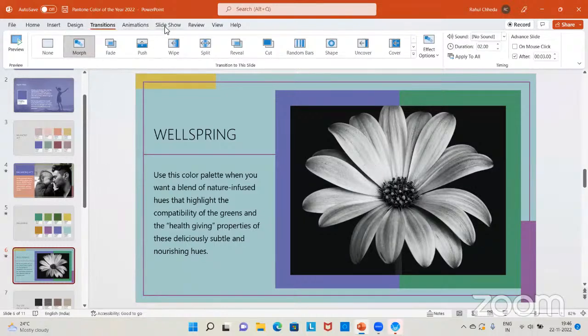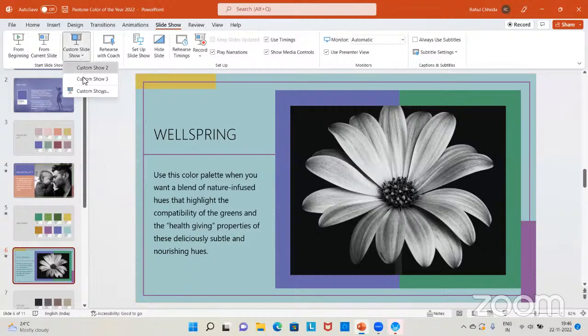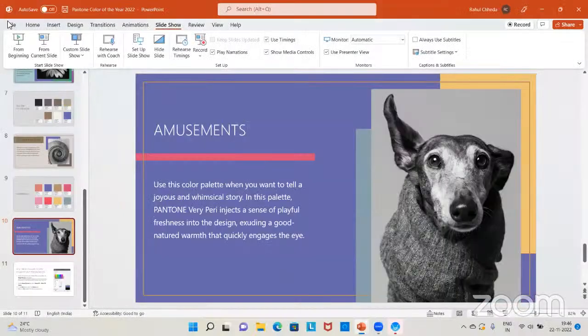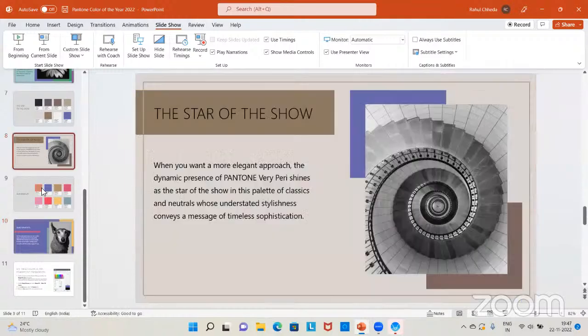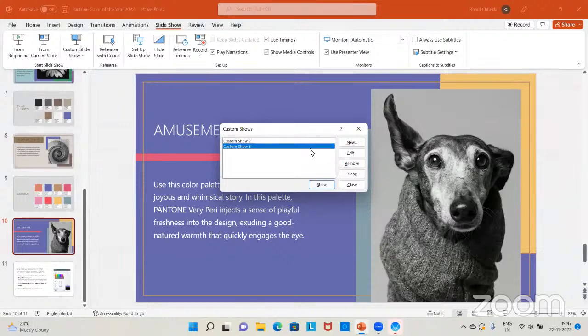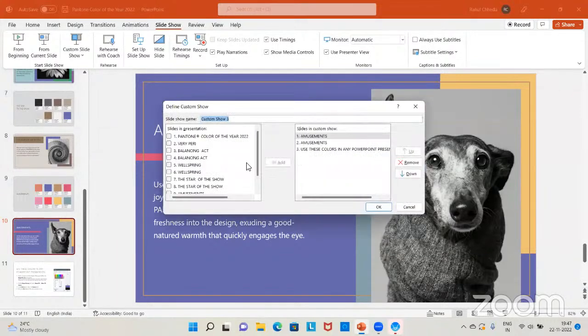Now let's go to the slideshow tab and click on the custom slideshow and select custom show 3. After 3 seconds, this should change. No, it's not changing. Let's create one more slideshow. Let's edit that same one. So we'll remove all of these and reselect the slides which we did right now.